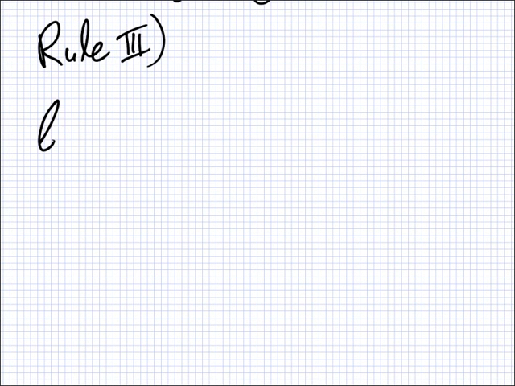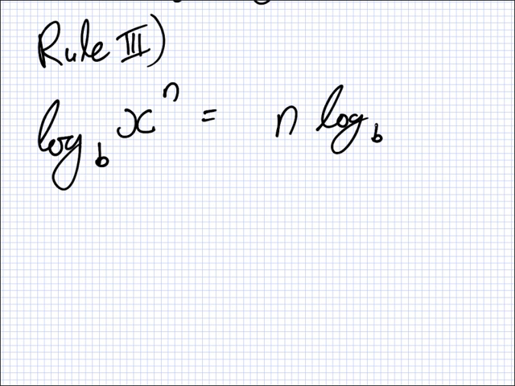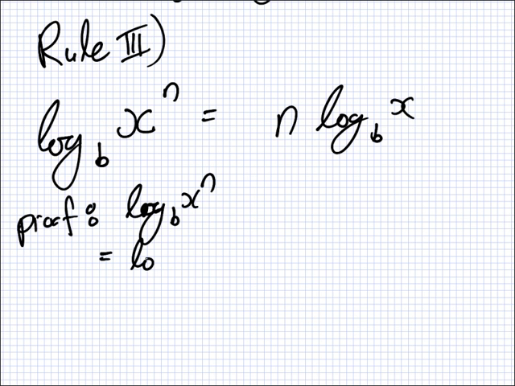Yeah, that's what I'm thinking. I'll do log base b of x^n, for example. That's it. It's n log base b of x. In other words, you can bring the power down in front. Okay. The proof: log base b of x^n equals log base b of x times x times x, dot dot dot, n times.